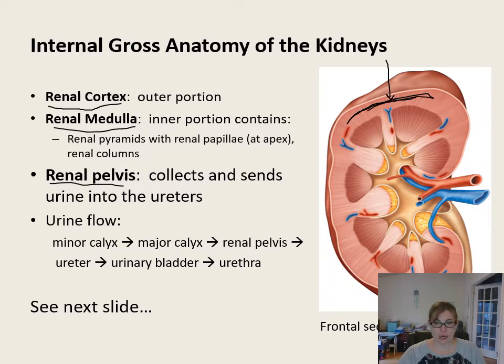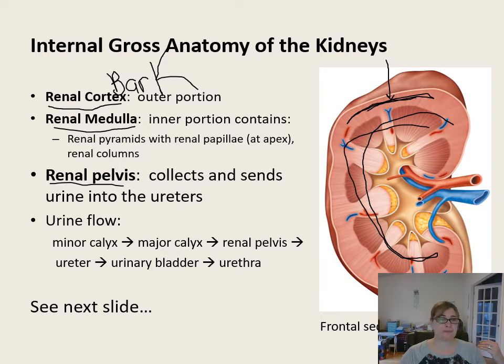Cortex means bark. So if you're picturing a tree right now, the bark of the tree is called a cortex. So if you think of your brain, you have the cerebral cortex on the outside. Your renal medulla is the sort of whole middle zone, all of this. The medulla has some other structures within it.